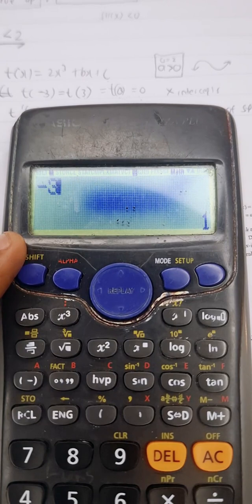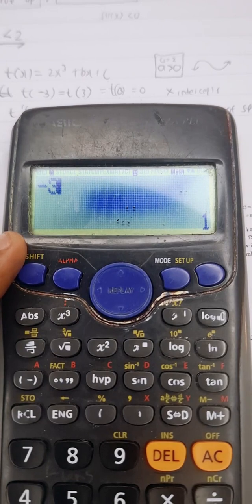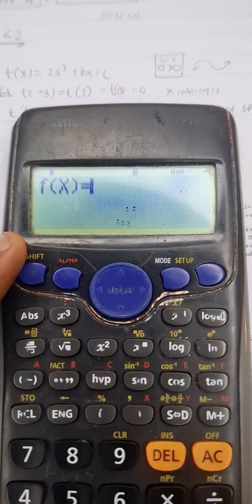Because 3 is a factor of 9. Okay, so let's start at negative 3, and then we say equal. And let's end at positive 3, because 3 is a factor. Did I do a mistake? Okay, let's do it.